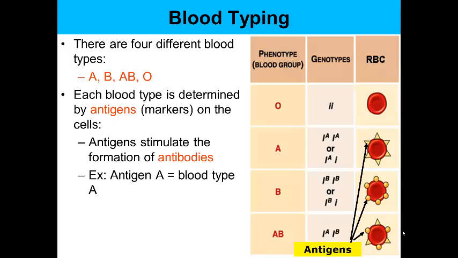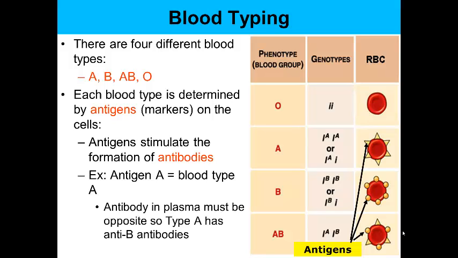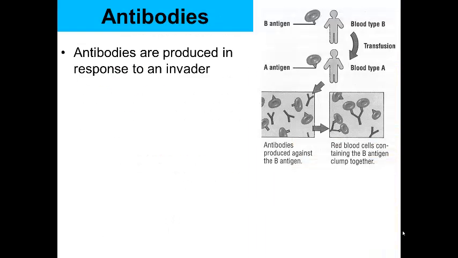For example, antigen A would give you blood type A, and it would have antibodies to blood type B, because antibodies in plasma are opposite to the blood type. Antibodies are produced in response to an invader to the body. So what antibodies do is they attach to antigens and cause the cells to clump together.